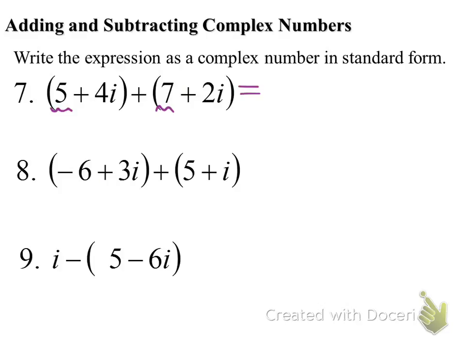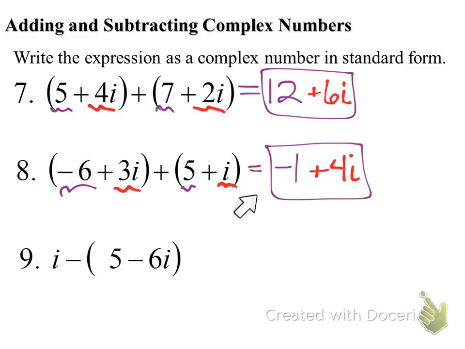5 and 7 give us 12. And then the imaginary part, just like terms. In the next example, -6 plus 5 gives me a -1. Positive 3i plus another i gives us positive 4i. Next one.